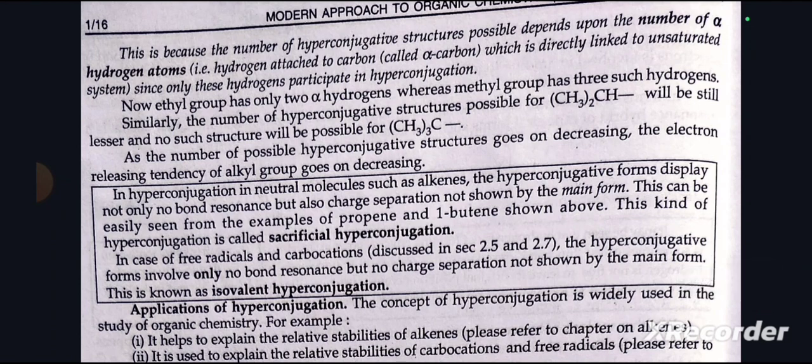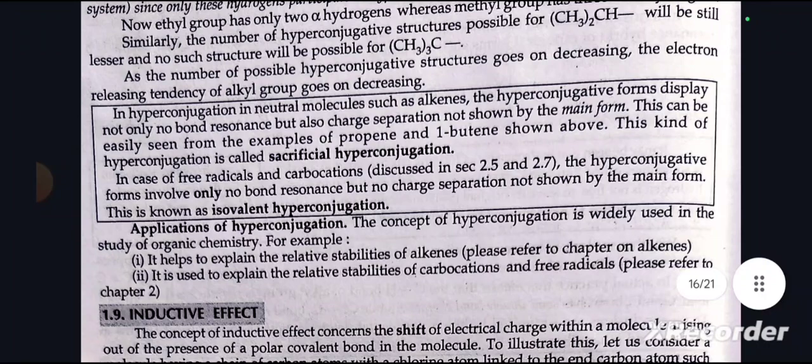This is because the number of hyperconjugative structures possible depends upon the number of alpha hydrogen atoms, that is, hydrogens attached to the carbon called the alpha carbon, which is directly linked to the unsaturated system, since only these hydrogens participate in hyperconjugation. Now the ethyl group has only two alpha hydrogens, whereas the methyl group has three. Similarly, the number of hyperconjugative structures possible for (CH3)2CH will be still lesser, and no such structure will be possible for (CH3)3C. As the number of possible hyperconjugative structures goes on decreasing, the electron-releasing tendency of the alkyl group goes on decreasing.